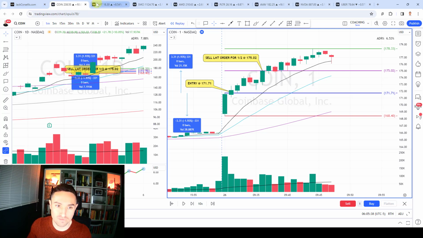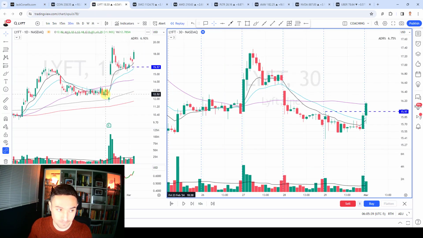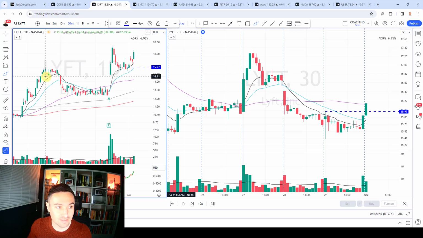Okay, now let's go for LYFT. So this here is a stock that I'm in at the time of filming this one. I actually got filled on this one. Coinbase pissed me off, I didn't get filled on it, but it is what it is. Okay, so LYFT is building a cup and handle there. It powers out here on the earnings.